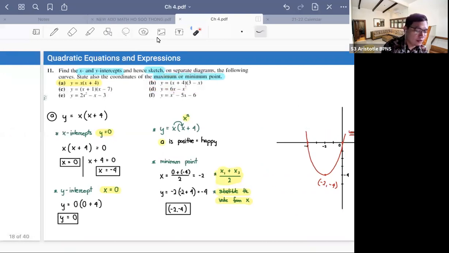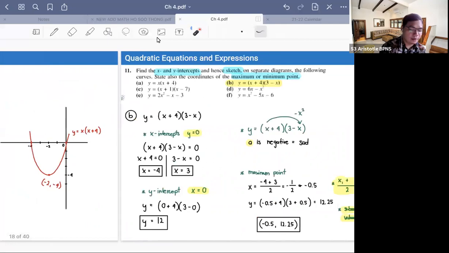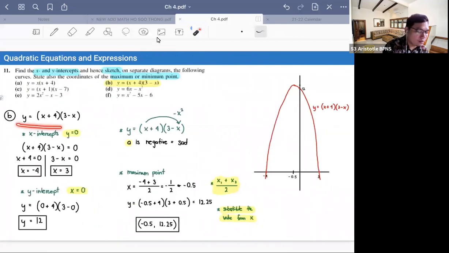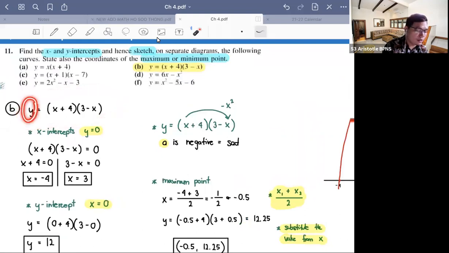As you guys can see, this is basically different from letter A, right? So let me have letter B. Letter B, we have y is equal to (x + 4)(3 - x). The same, we need to get the x and y intercepts. We need to sketch the graph, and we need to find the coordinates of the maximum or minimum point. So let's begin. To find the intercepts, x-intercepts first. Again, remember y is equal to 0 for the x-intercepts. So using the equation given, y becomes 0, so (x + 4)(3 - x) = 0.